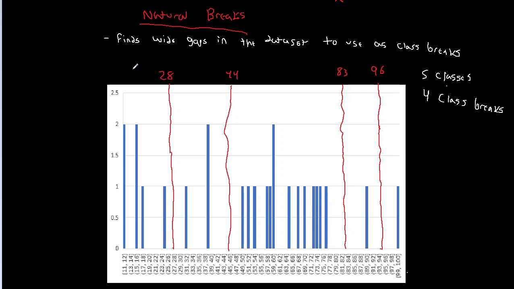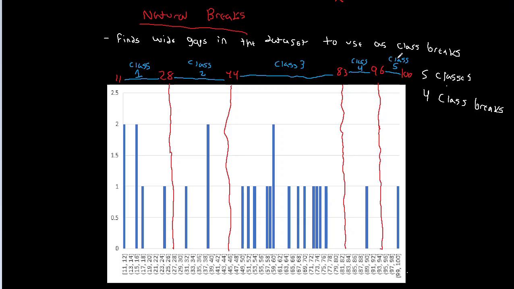So we have the minimum value of our data set, which we remember is 11, and the maximum value, which was 100. From 11 to 28, this is class 1. From 28 to 44, this is class 2. From 44 to 83, this is class 3. 83 to 96 is class 4, and 96 to 100 is class 5.